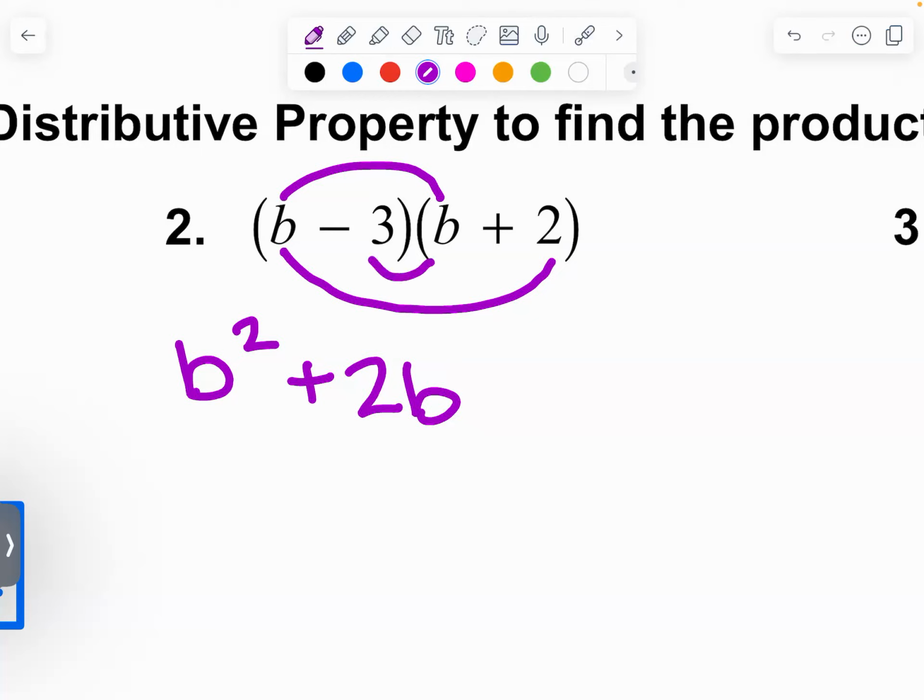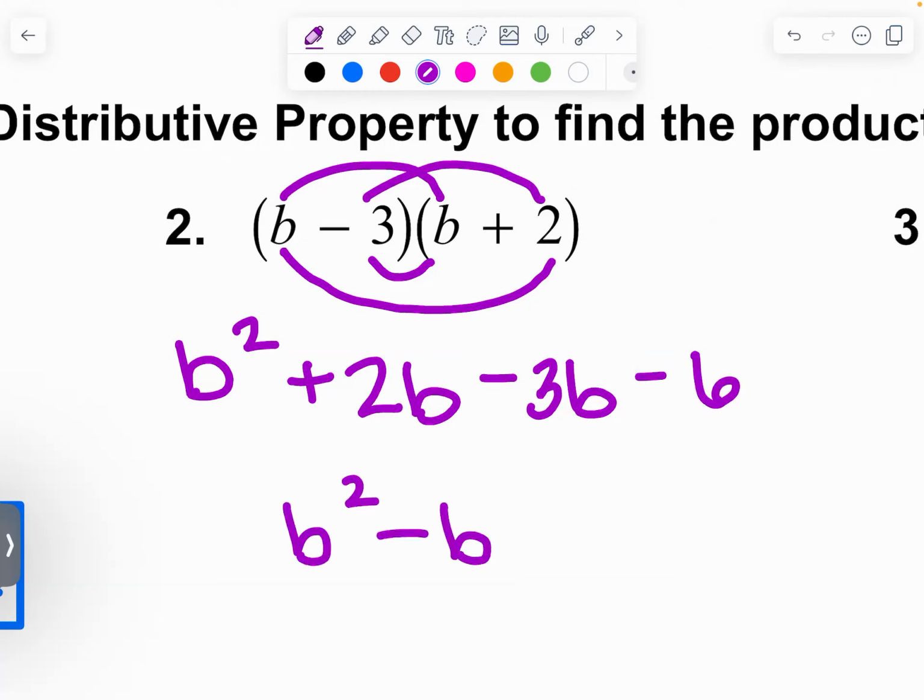Okay, what is our inside product? It's -3b. And then our last product, -3 times 2, negative 6. So we have b squared minus b minus 6.